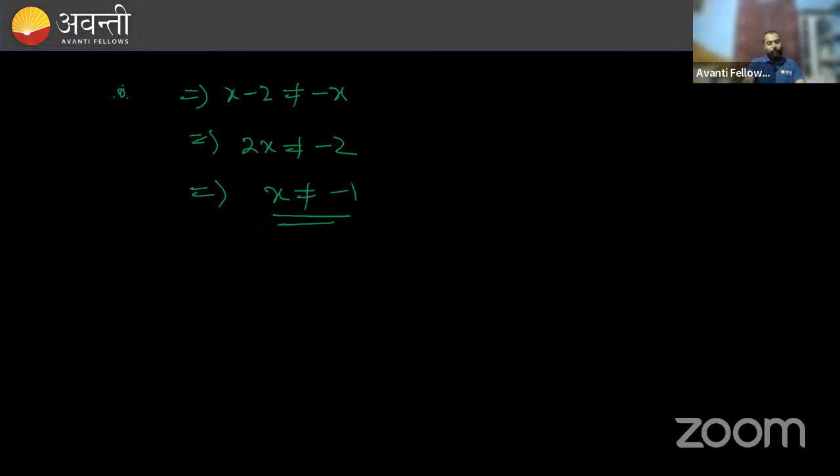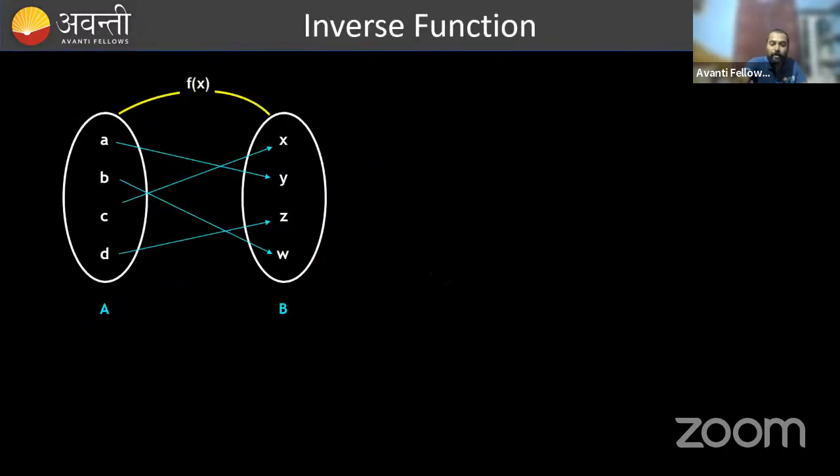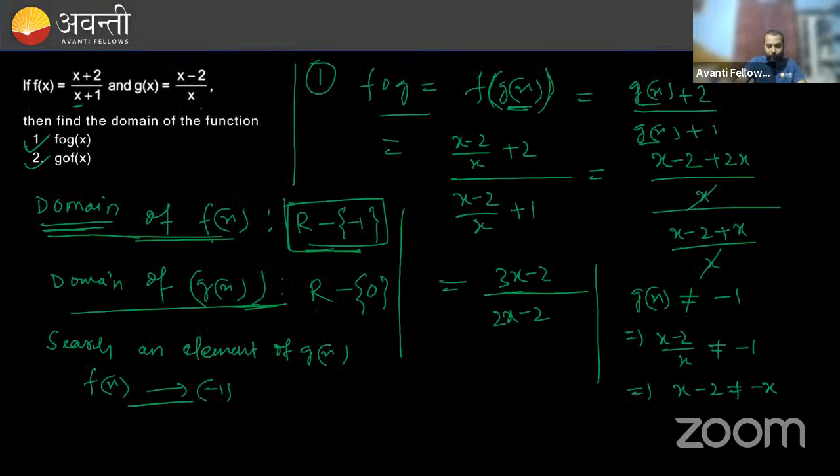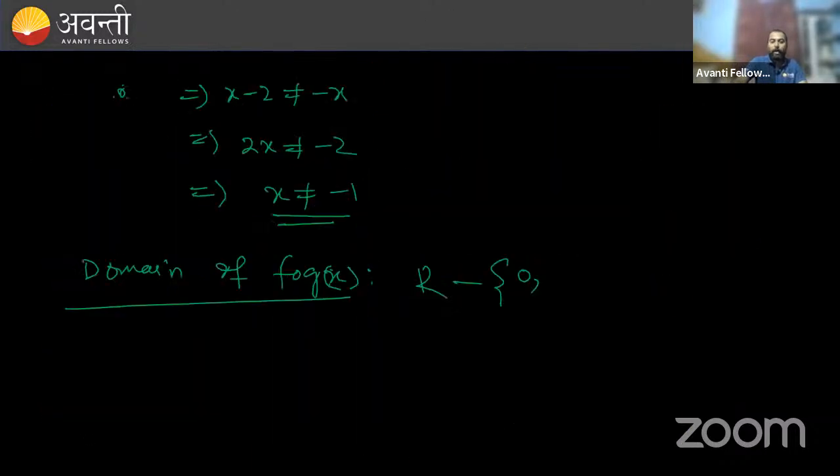Now we can say domain of fog will be r minus, you can see here, r minus, एक तो g of x की डोमेन में क्या है? 0 नहीं है. r minus 0 and -1. Clear everyone? Clear or not? Let me know in the chat box everyone. r minus 0 -1. Clear? Yes, jaldi bolo.